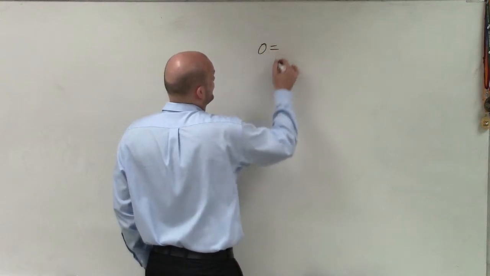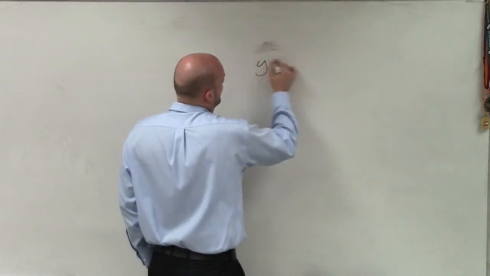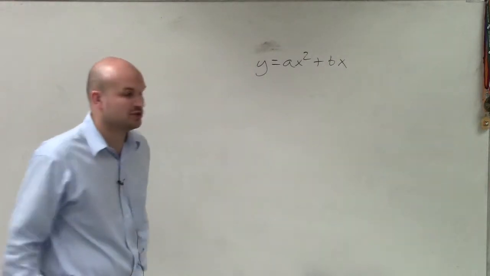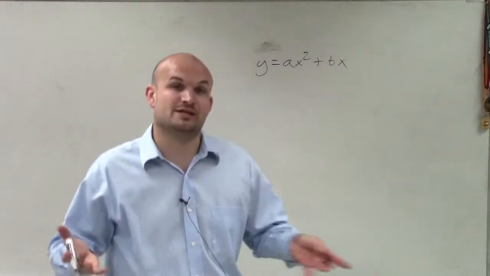Welcome. All right. So what do you need to know to factor out the GCF? Well, when factoring out the GCF in an expression, we're going to be talking mostly about when it's in a quadratic form. Let's just look at y equals ax squared plus bx. This is going to be the general form that we're going to be looking into. What do you need to know to factor this out?